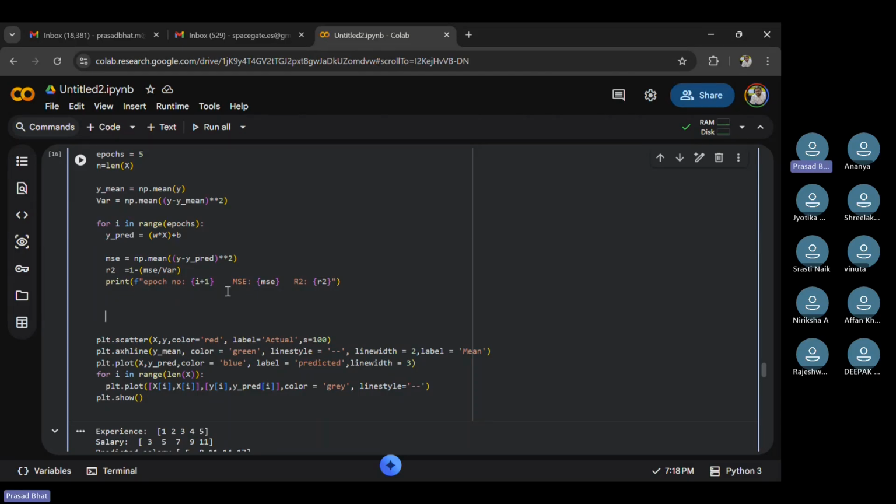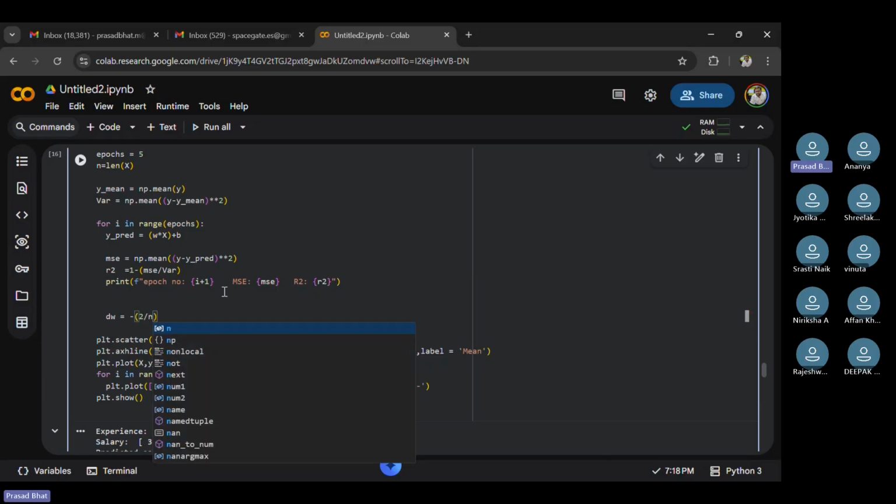Cool. Then we need to do what? We need to automate the process. We need to update W and B every time the loop is repeated. So let me first calculate the dW. We need to update the value of dW, right? The partial derivative we need to calculate. So for that, what was the equation? Minus of 2 divided by n, right? I hope you remember this, right?